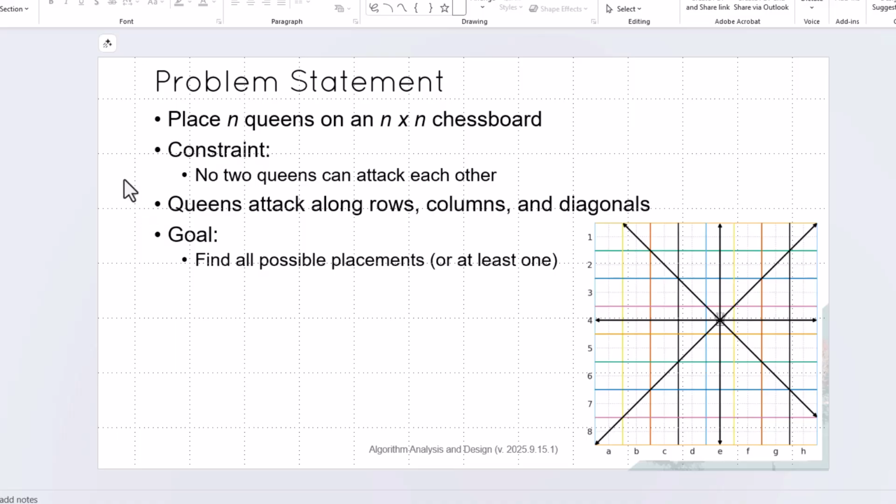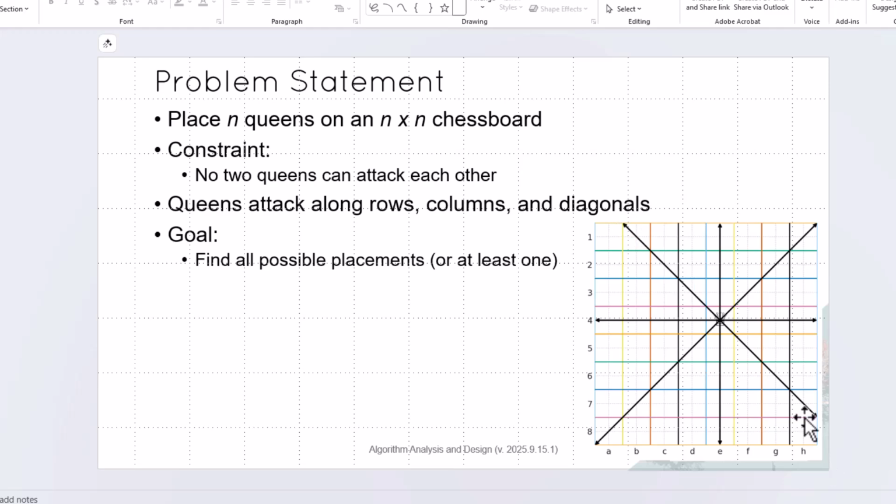So the constraint... and it's also n queens on an n by n chessboard. So this is the 8 queens problem. It's an 8 by 8 chessboard. So if it was the 9 queens problem or the 13 queens problem, they would be on 13 by 13 or 9 by 9 or what have you. The constraint is that no 2 queens can attack each other. In other words, they cannot be in the diagonal.